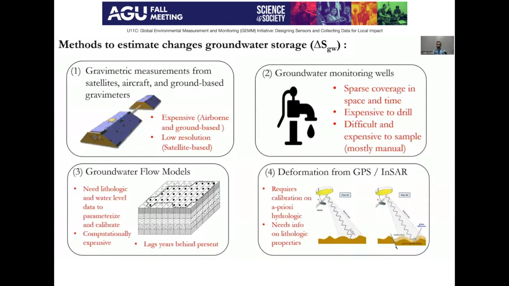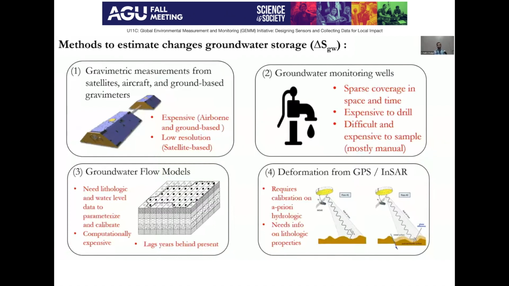The groundwater monitoring wells are obviously sparse in space and time coverage. They're expensive to drill. They're difficult and expensive to sample. And over in California, we actually have teams of folks manually going out and sticking tape measures down the wells, and that's how most of the groundwater level measurements are collected.